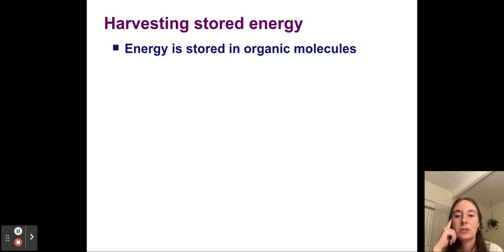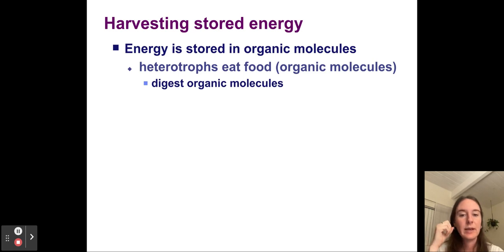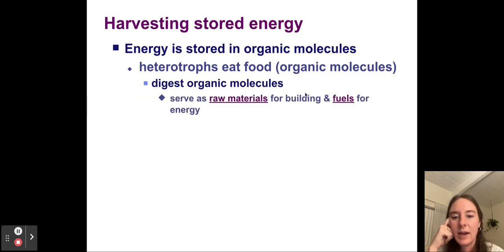Okay, so energy is stored in organic molecules. Remember, organic molecules are any molecules that are carbon-based. So heterotrophs, we eat food, we eat organic molecules, we digest them. So we take the molecules apart, so all the carbons, hydrogens, oxygens, we break them apart, kind of like taking apart Legos. And again, these serve as raw materials for building and fuels for energy, like we just talked about.